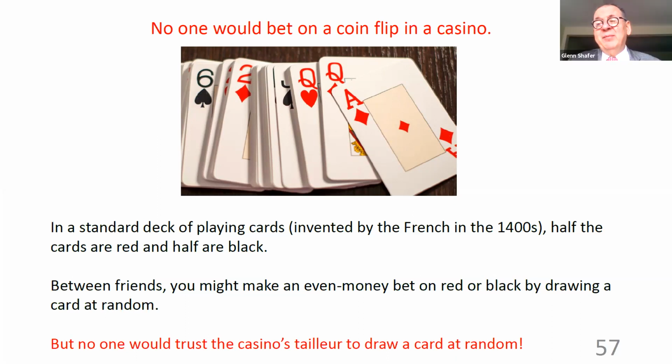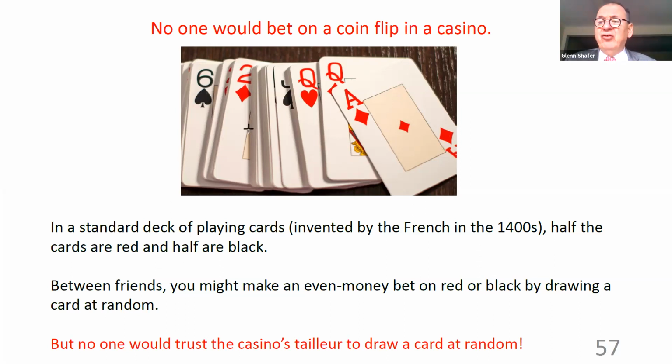But another way of betting that people did between friends was they pulled a card at random from a deck of cards. Nowadays, we're all accustomed to these 52 cards. Half of them are red, half of them are black. You know, there's ace, 1, 2, 3, 4, 5, 6, 7, 8, 9, 10, jack, king, queen. We all know that story. And there's 4 suits: hearts, spades, diamonds, clubs.